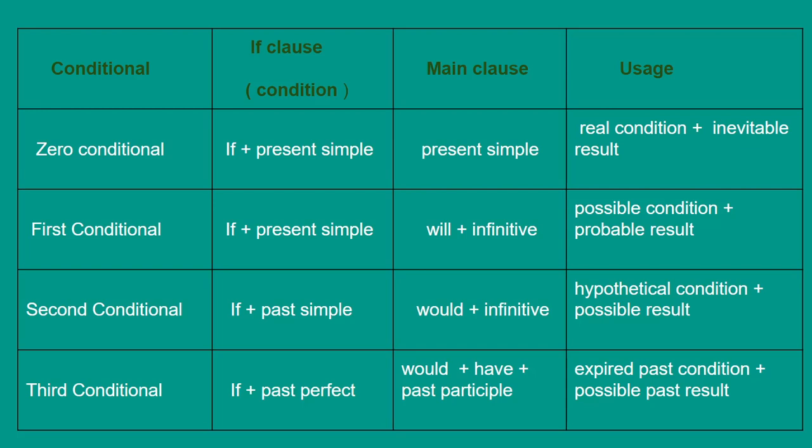Second conditional: we use if with past simple, and in the main clause we use would plus infinitive. It's hypothetical condition or possible result. And third conditional: we use if plus past perfect, and in the main clause we use would plus have plus past participle, and usage of it is unreal past condition plus possible past result.